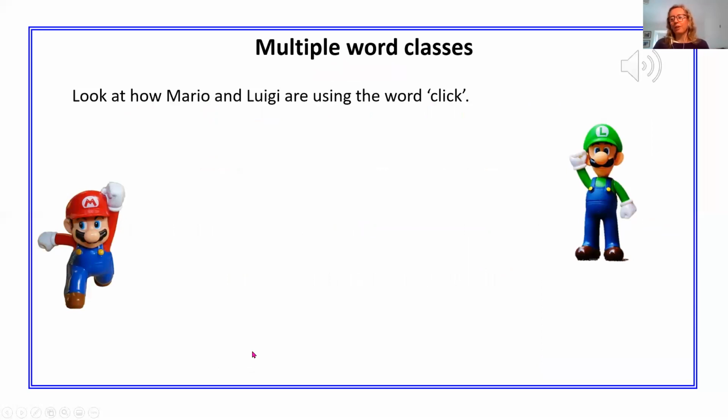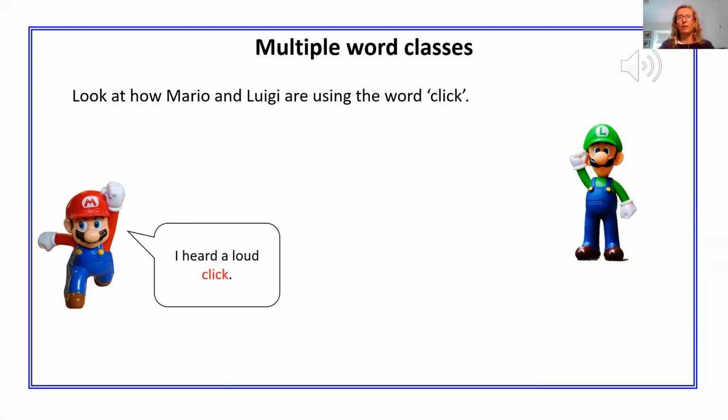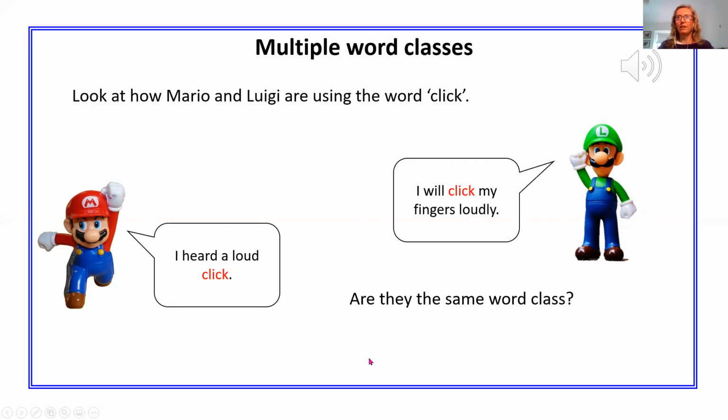So remember that we're looking at word classes and the different jobs that the different words do within the sentence. But some words have multiple word classes. They can belong to more than one word class and they will do a different job within the sentence. So let's have a look at the word click. So I heard a loud click. I will click my fingers loudly.